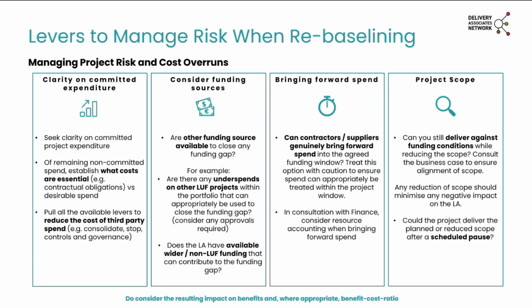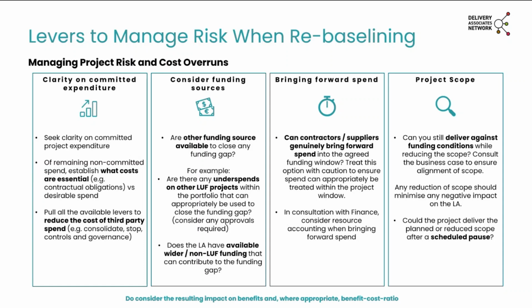Secondly, you may want to consider funding sources. Where there are cost overruns, are there other funding sources available throughout the local authority to close your funding gap? For example, we have seen that where there's underspends on other levelling up projects across the portfolio, you may appropriately be able to use those to help close the funding gap, but please do consider any approvals that are required to manage that. There may be wider non-levelling up funding that can contribute to closing the funding gap. Again, you may need to consider the approvals that are required here.